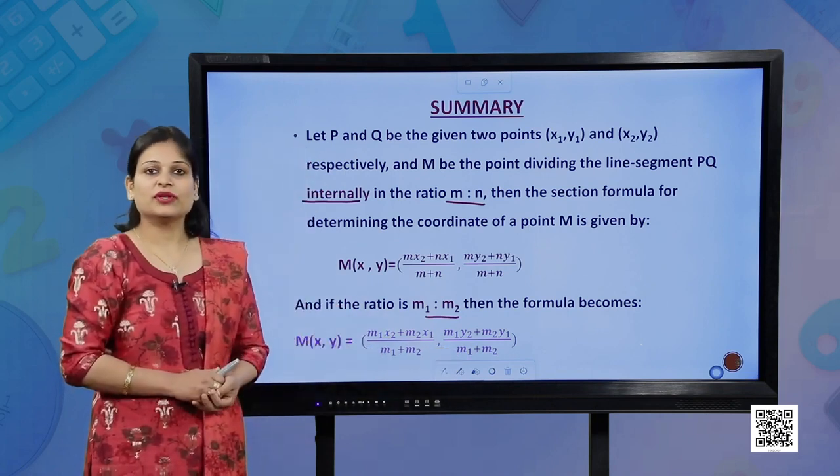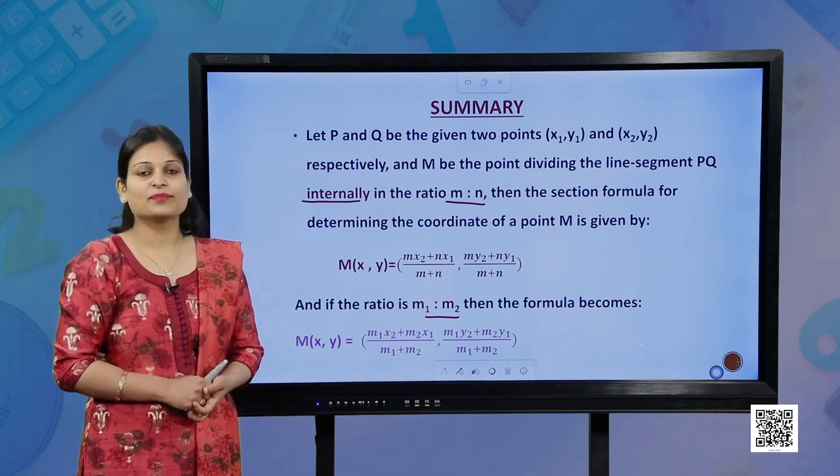I hope you have understood the concept taught today, which is the section formula, very well.